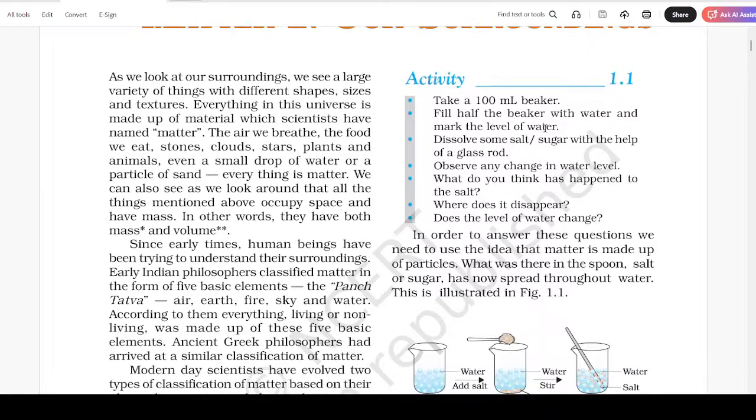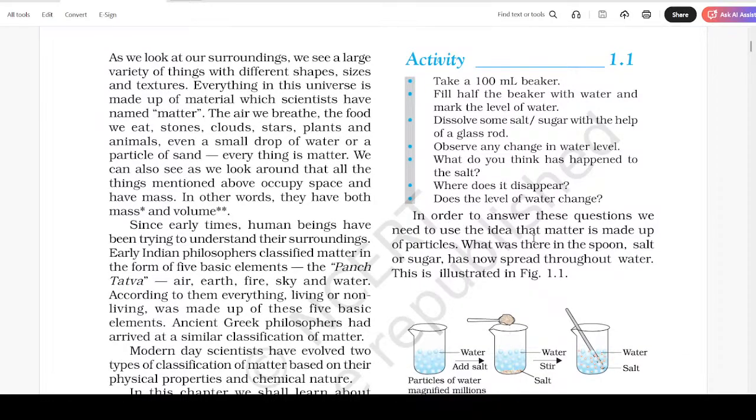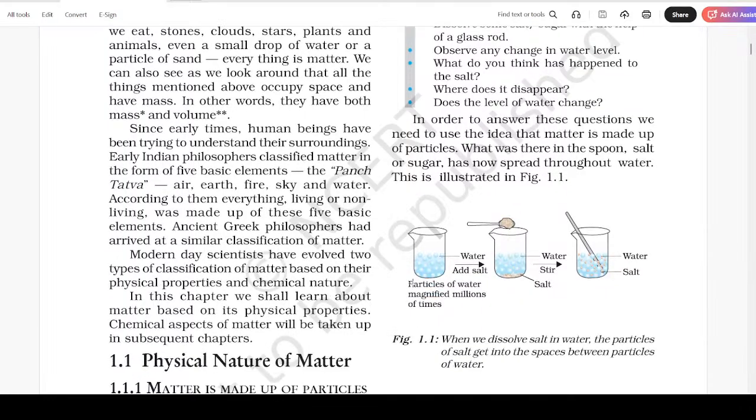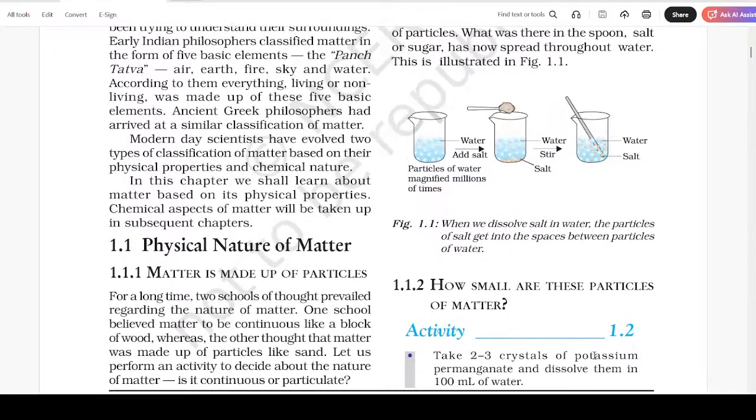In order to answer these questions, we need to use the idea that matter is made up of particles. What was there in the spoon, salt or sugar, has now spread throughout the water. This is illustrated in figure 1.1. Here, the particles of water are magnified millions of times. Salt is added to water. Now, stir it. Then, what you find is that when we dissolve salt in water, the particles of salt get into the spaces between the particles of water. How small are these particles of matter?